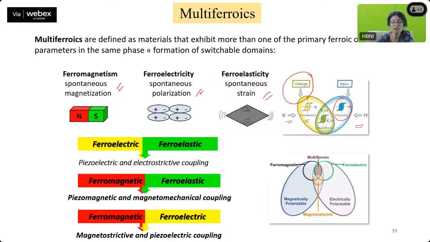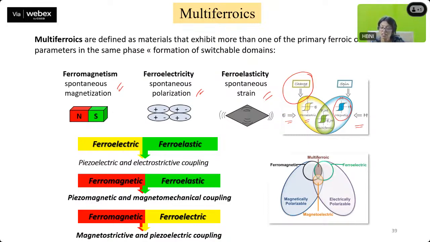Ferroelectric and ferroelastic together give you piezoelectric and electrostrictive coupling. If you have ferromagnetic and ferroelastic together, you have piezomagnetic or magnetomechanical coupling. And if you have ferromagnetic and ferroelectric coupled together, you have magnetoelectric coupling. So these are the different kinds of coupling effects which you can see.